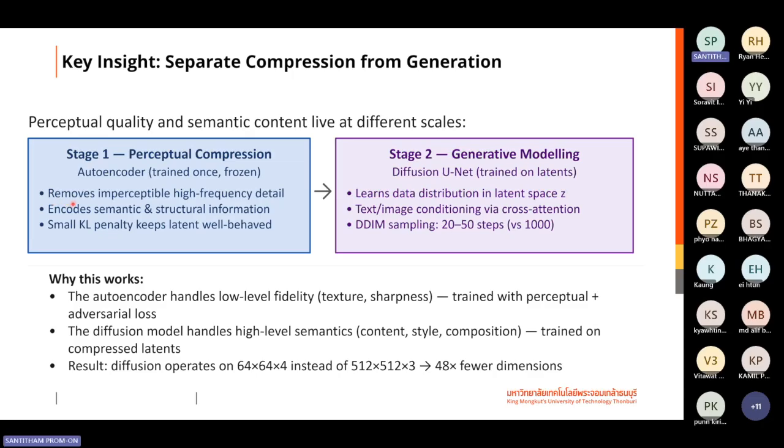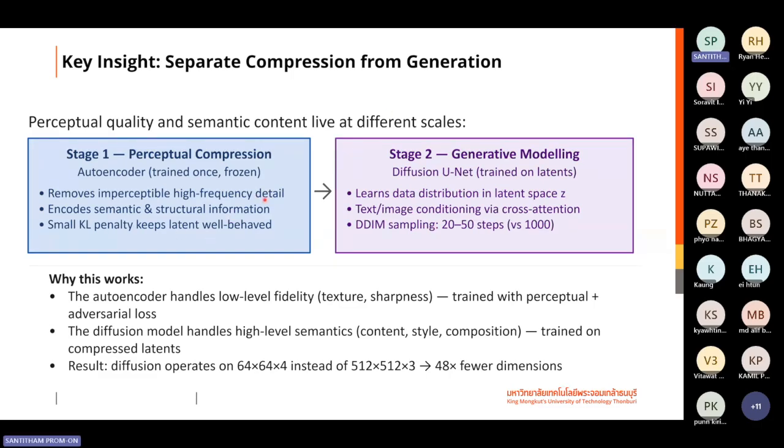This would remove high frequency detail. It would encode structural data into the vector. Okay, and then you have the generative part. This generative part would learn the data distribution of the latent space, and you use DDIM sampling, like 20 or 50 steps versus 1000. Okay, and then you can have text or image conditioning using cross attention, attach it, and then make it conditioned. So it is divided into two parts.